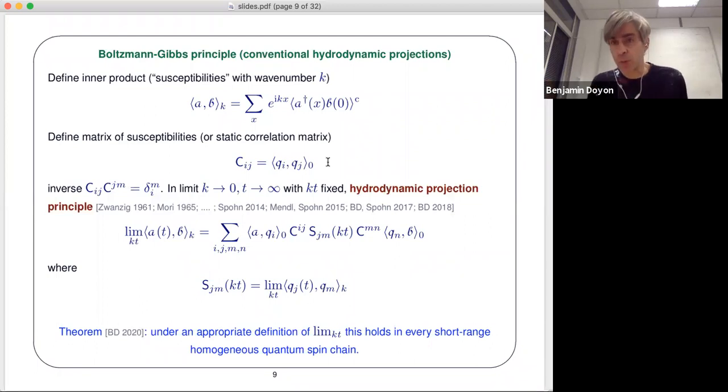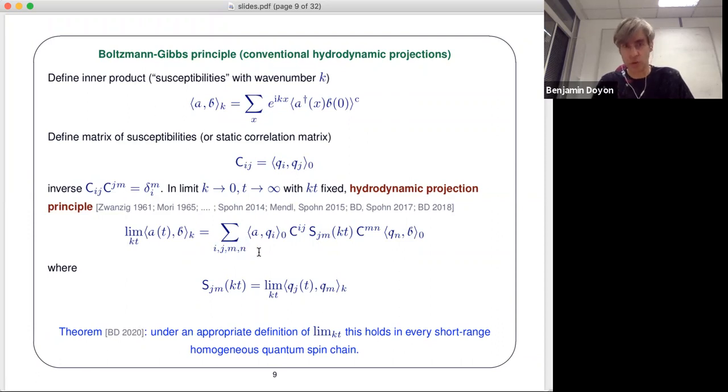This is a big matrix in an integrable model. In a non-integrable model, it's just, say, a 3x3 matrix or something like that. Okay. And C^{ij} with the upper index is the inverse, and then the hydro projection formula tells you that if you take the limit when k equals 0 and t goes to infinity of that Fourier transform two-point function, you can calculate it exactly by projecting A onto the conserved quantities and then calculating the two-point function of conserved densities and then projecting it back onto B. Okay? So there's a sum over all the indices.